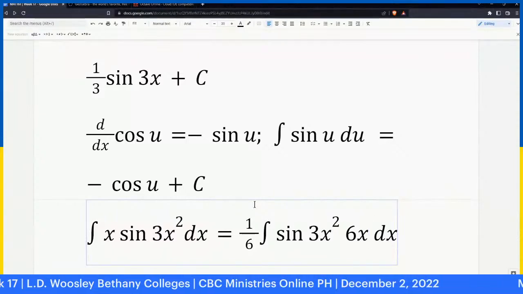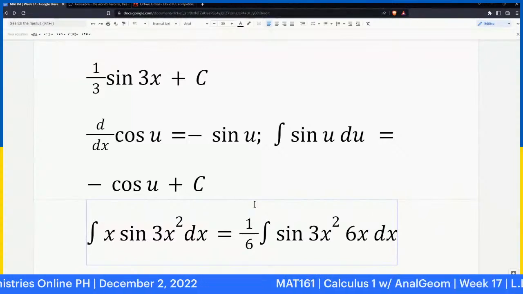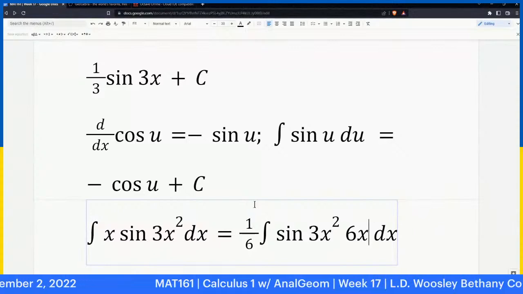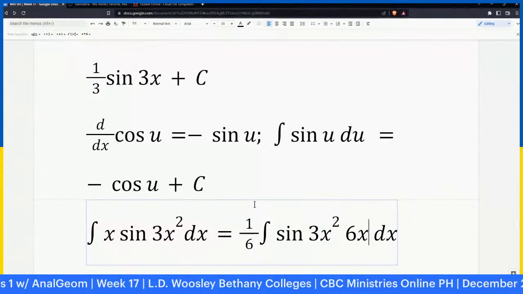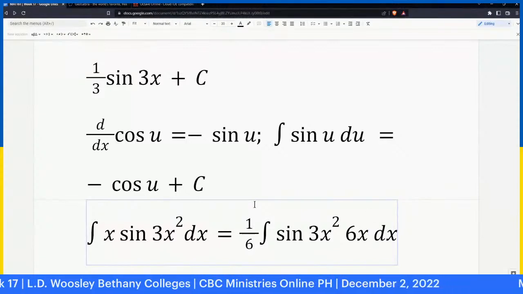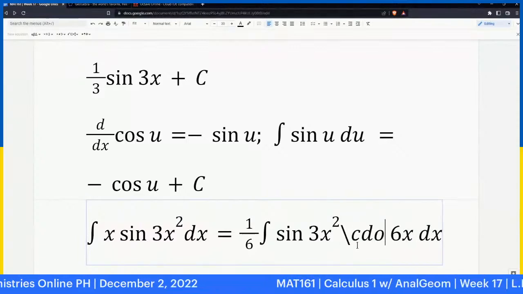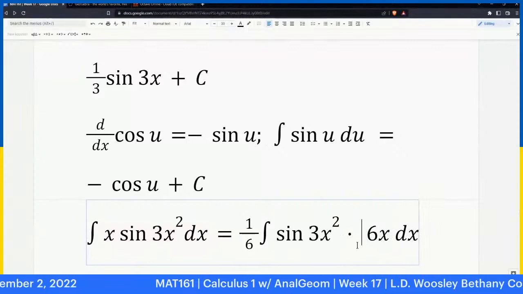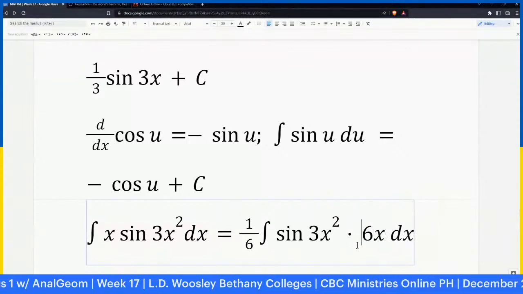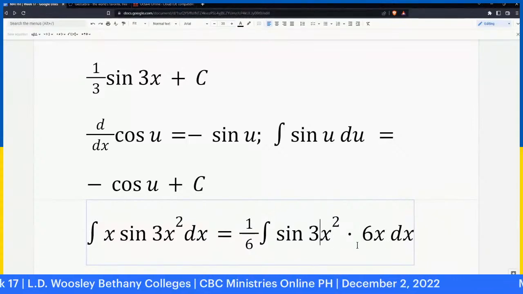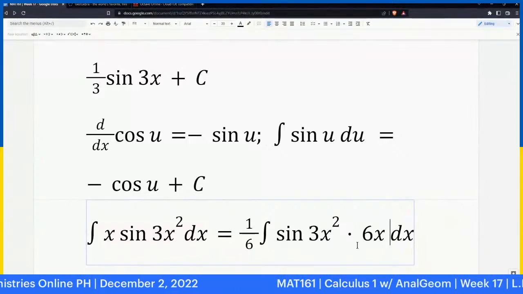Kasi du siya eh. Sine u du. So we need to form that way para you will be familiarized. But it's okay kung yung x nandun sa sign, no problem. But for familiarity, I put, in fact, there should be a multiplication symbol here. Para not confusing. Sine u du yan. Yung sine u, ito yung du mo. Alright? So, just to avoid confusion.